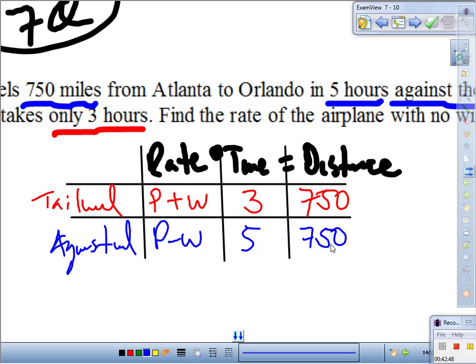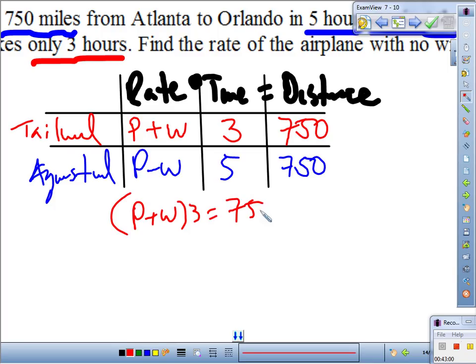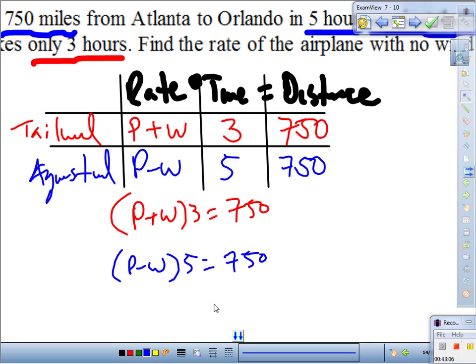Okay, good. From there, our system: P plus W times 3 equals 750. P minus W times 5 equals 750. And if you got that so far. Okay, good. From there, we said we divide by 3, divide by 3. That gives us P plus W equals 250. Divide by 5, divide by 5.